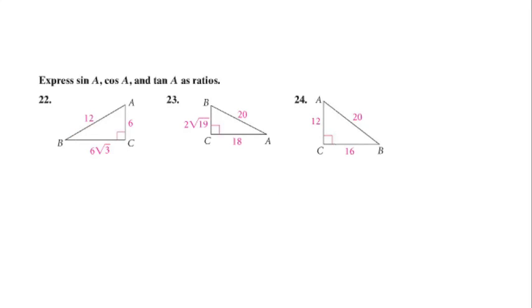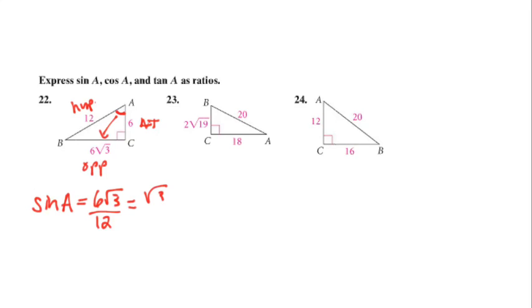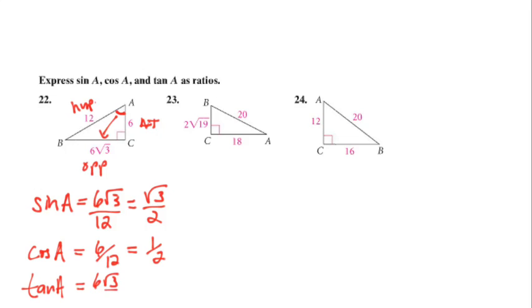Alright, these ones are sine, cosine, and tangent ratios. The hardest part is figuring out where you start. So I start at A and identify the opposite, the adjacent, and hypotenuse. And then I use SOHCAHTOA. So sine is opposite over hypotenuse, which becomes root 3 over 2. Cosine is 6 over 12, which is a half. And tangent, opposite over adjacent, is root 3.